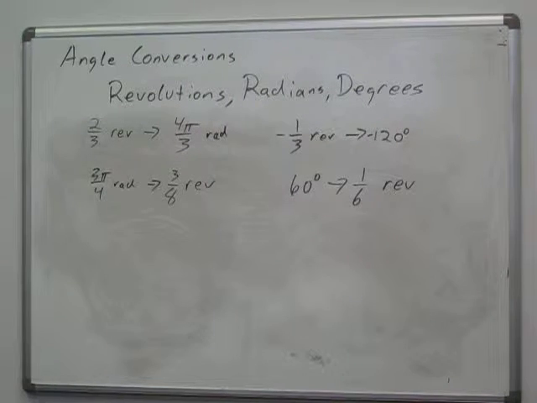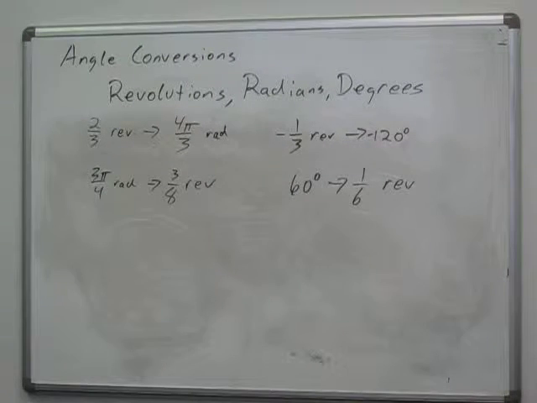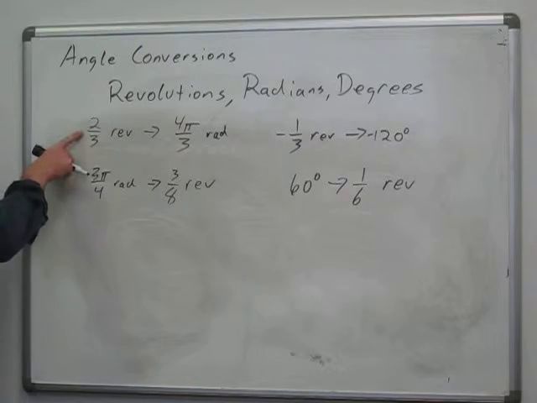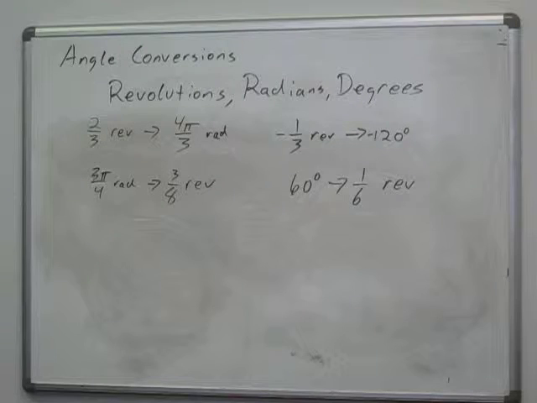In this video, we want to look at some of the angle conversions that we did in the last video and just try to make some sense of them or think of them a little bit differently. Let's look at this one. 2/3 of a revolution is 4 pi over 3 radians.